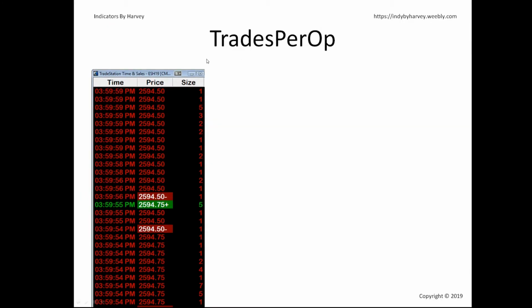The first input name we'll discuss is TradesPerOp, or trades per operation. You see before you a time and sales window which shows you every trade that's occurred on the equity. In this case it's a future symbol, the time, the price, and the quantity. You can see in the last second of trading there were 1, 2, 3, 4, 5, 6, 7, 8 different trades that occurred in that second.